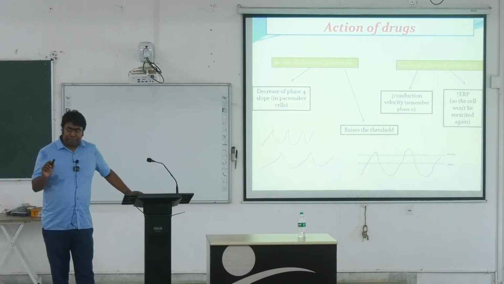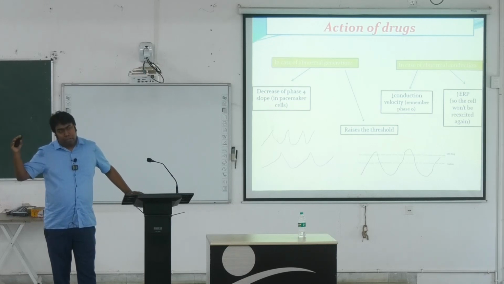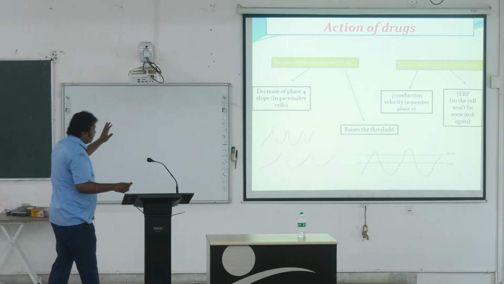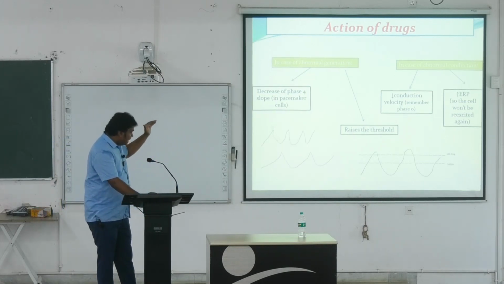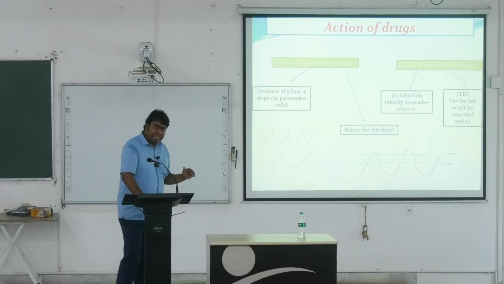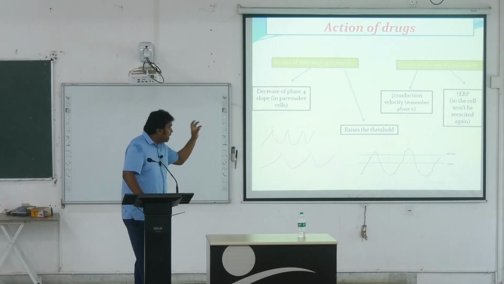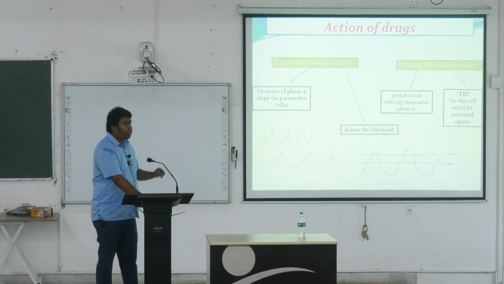কেন অ্যারিথমিয়া হচ্ছে? One is generation, one is conduction. জেনারেশনের মধ্যে দু রকমের, আর কন্ডাকশনের মধ্যে দু রকমের। In case of generation, we use the drug that is helpful to decrease the phase 4 slope or increase the resting membrane potential. Whereas in case of conduction, we reduce the conduction by an effect on phase 0.